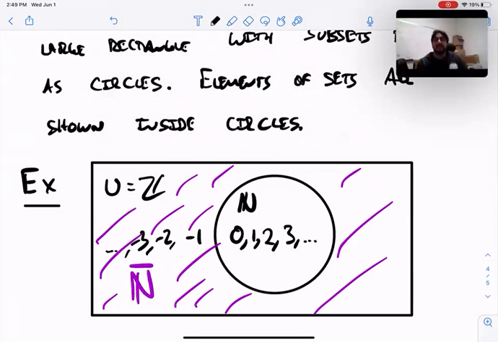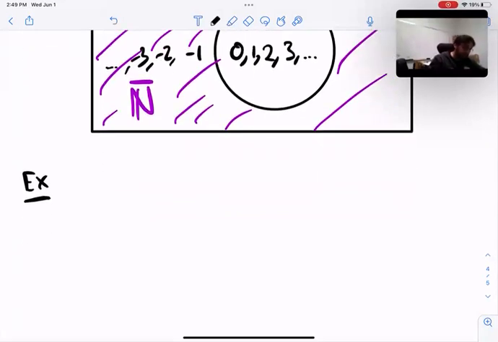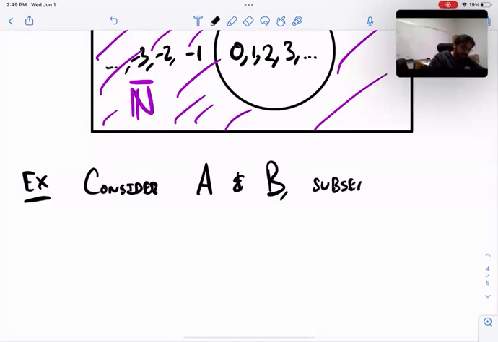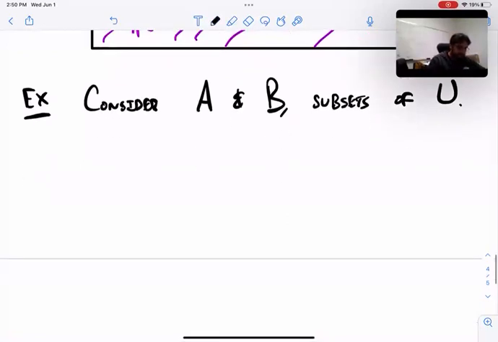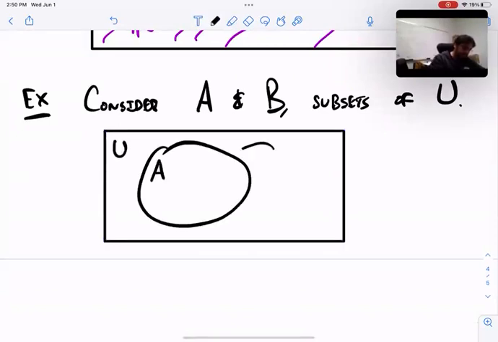And it doesn't matter spatially where you put them in that region, just that inside the circle means an element of the set, outside the circle means not an element of that set. It gets even more handy when you have multiple subsets. For example, if you had A and B subsets of some universal set U, you could draw it like this, where you draw A and B.